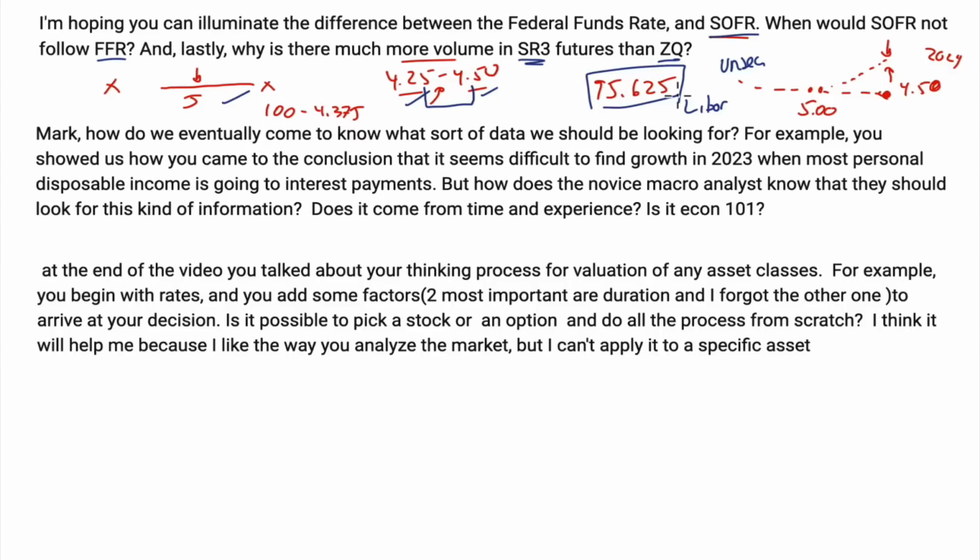How do we eventually come to know what sort of data we should be looking for? Experience and education. Well, I shouldn't say experience and education. There's a number of things. Education will help, but there is a very particular place for education. Most people think, well, you educate yourself first and then you go out into the market and then you look for things. That's not very efficient. And I can prove to you it's not efficient by getting you to do one little experiment.